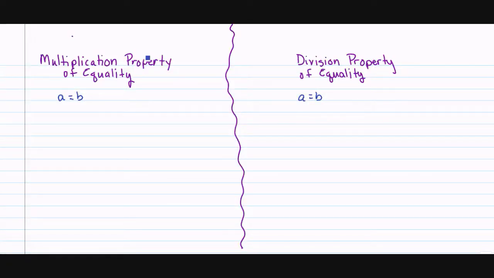Welcome to solving equations by using multiplication and division. Let's first take a look at the properties to understand how to do the problems. The multiplication property of equality is quite simple.